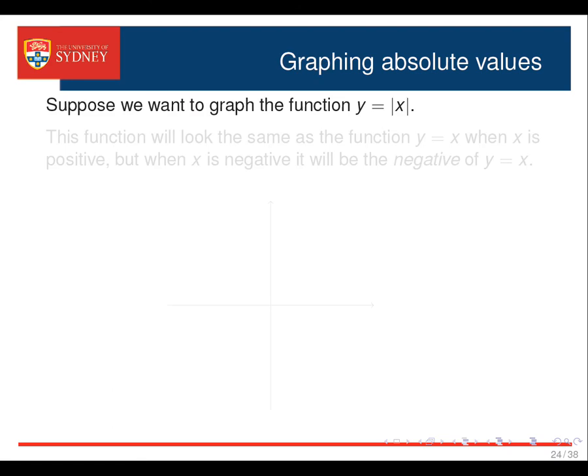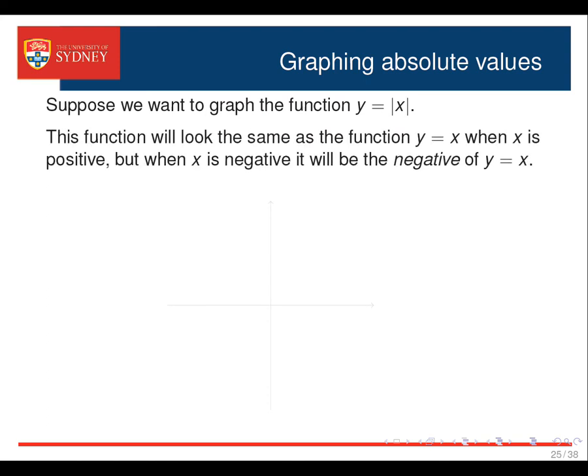To finish off the module, and the bridging course, we're going to think about graphing functions with absolute values in them. To start with, let's graph the function y equals absolute value of x. When x is positive, this function will look the same as the graph of y equals x, since x is equal to its absolute value for positive x. However, when x is negative, we will be plotting the positive number, which is the negative of x. So for negative x, this function will look the same as the graph of y equals minus x.